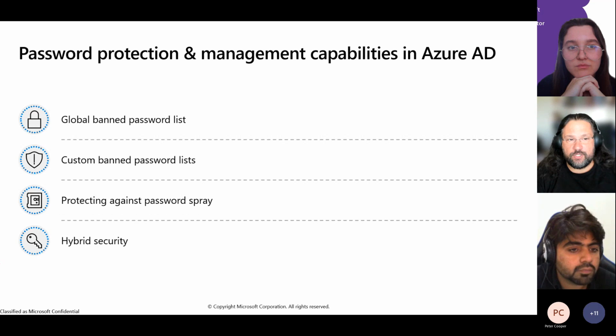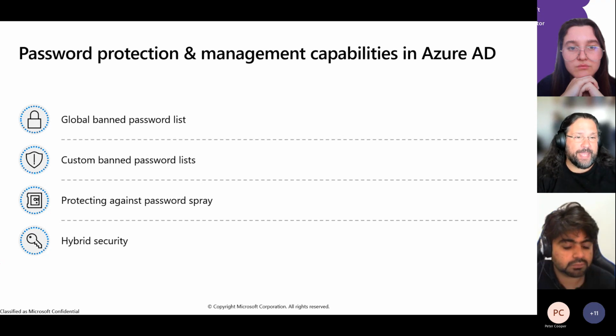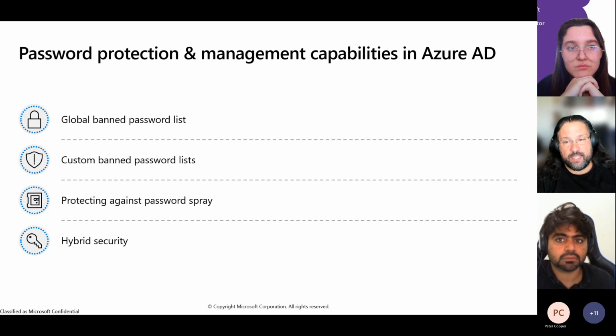So password protection is a service built in for free to Azure AD for cloud-only accounts. And it can also be an add-on service that you can put into your Windows Active Directory if you've got appropriate licensing. And it gives you the ability so that when a user goes to change their password, you can have it so that it won't allow certain passwords. So you can have a manually created global banned password list. You can also have a custom banned one.